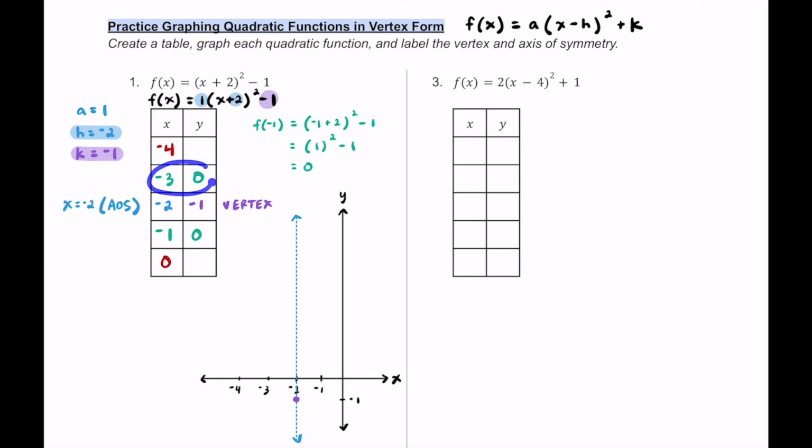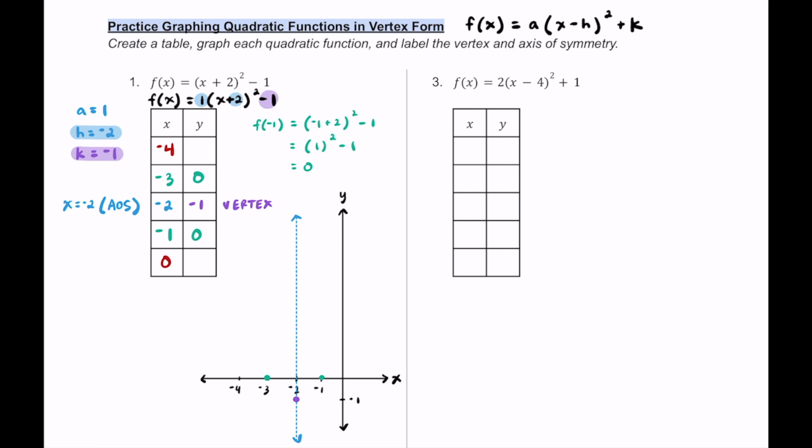So then plotting this negative 3, 0, that's going to be along the x-axis over here. And then this negative 1, 0 is also going to be along the x-axis, but a little bit to the right. So it should be symmetrical. Okay. Next, we're going to either plug in 0 or negative 4. Each time they're going to get us the same y value, so your choice. I'm going to go with plugging in 0 into this function of f of 0.